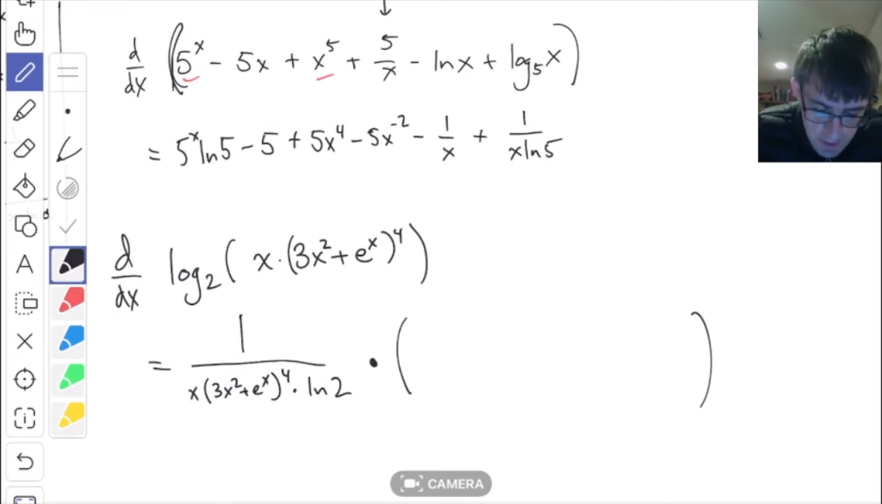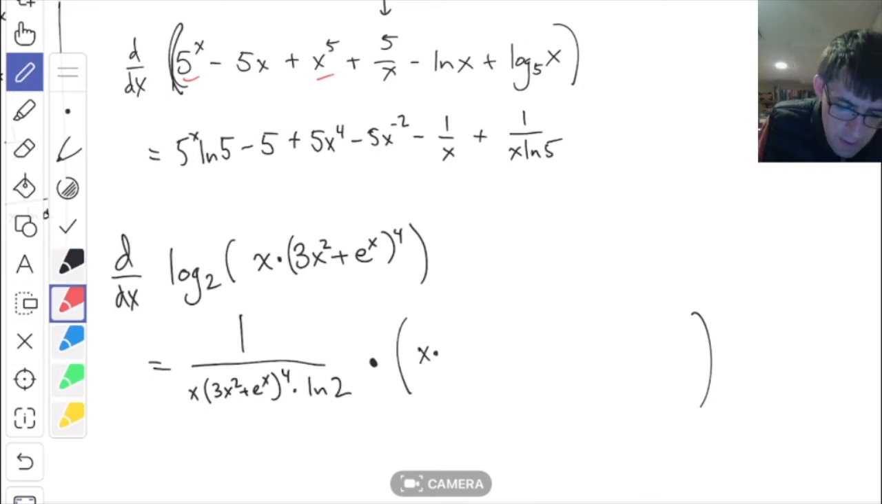This is going to be a big thing because the inside, you can see here, is a product, right? So what I do here is going to be the derivative of the inside, and for that, I must use the product rule. So I'm going to go the first thing times the derivative of the second thing plus the second thing times the derivative of the first thing. So the first thing is x times the derivative of the second thing. I'm referring to this right here. Taking the derivative of that thing.